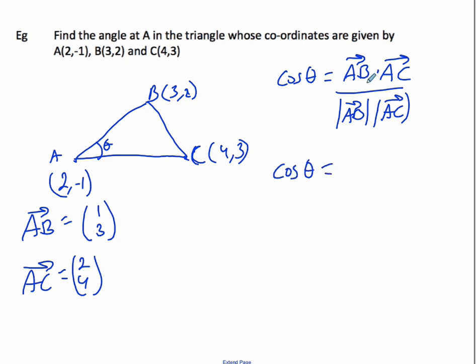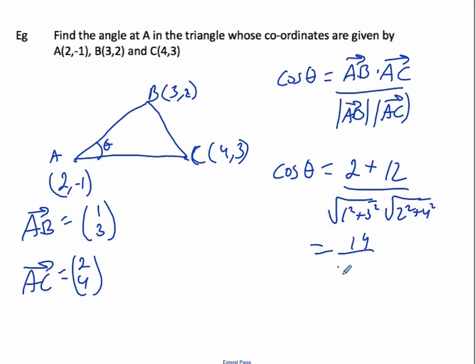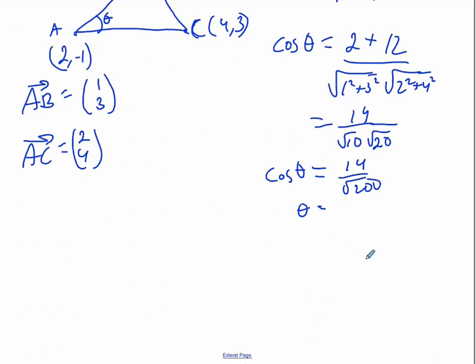We have this dot product is going to be 1 times 2, which is 2, plus 3 times 4, which is 12, and over the magnitude of these vectors. So we got 1 squared plus 3 squared, 2 squared plus 4 squared. So we'll have 14 over root 10, root, we got 16 plus 4 is 20. So it is 14 over root 200. Okay, so theta equals arc cosine of that.